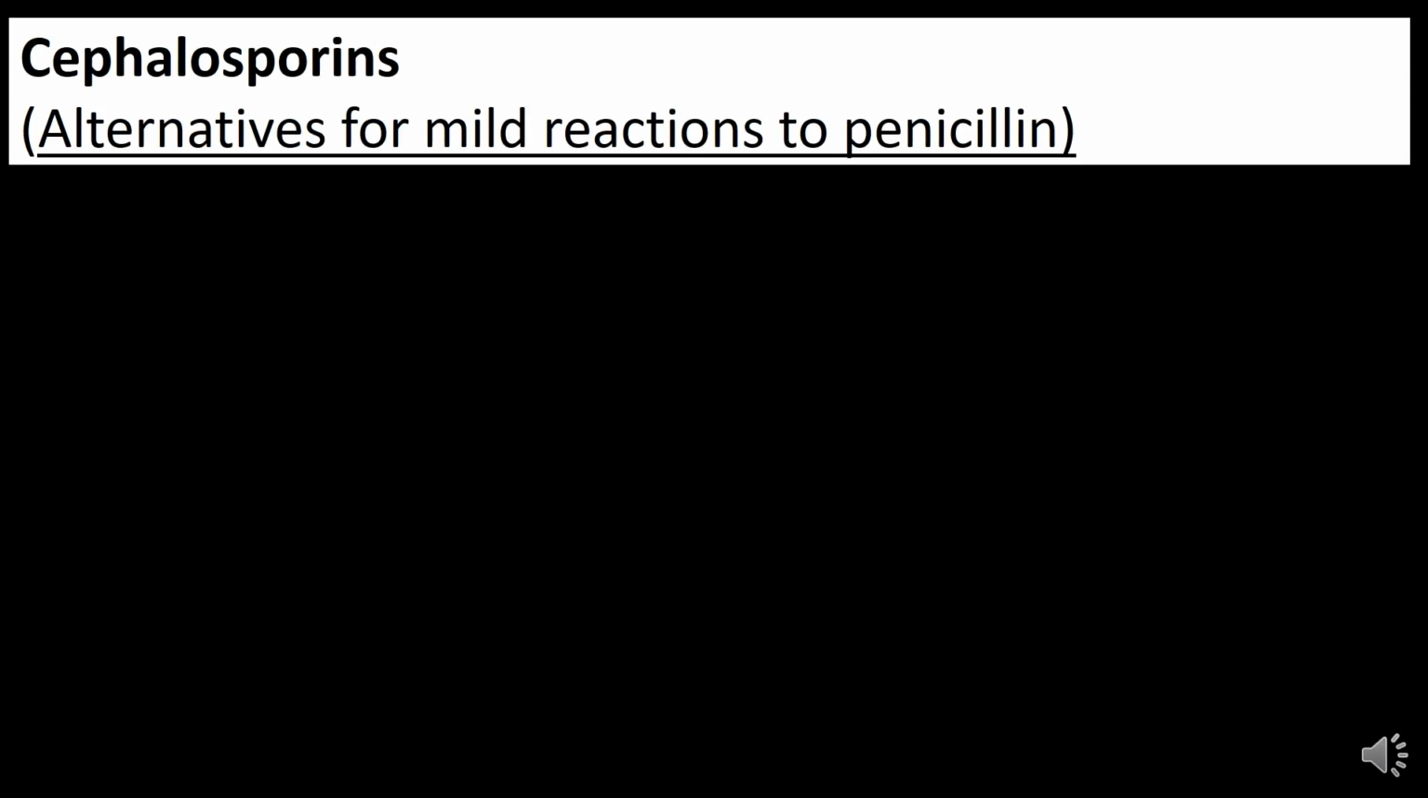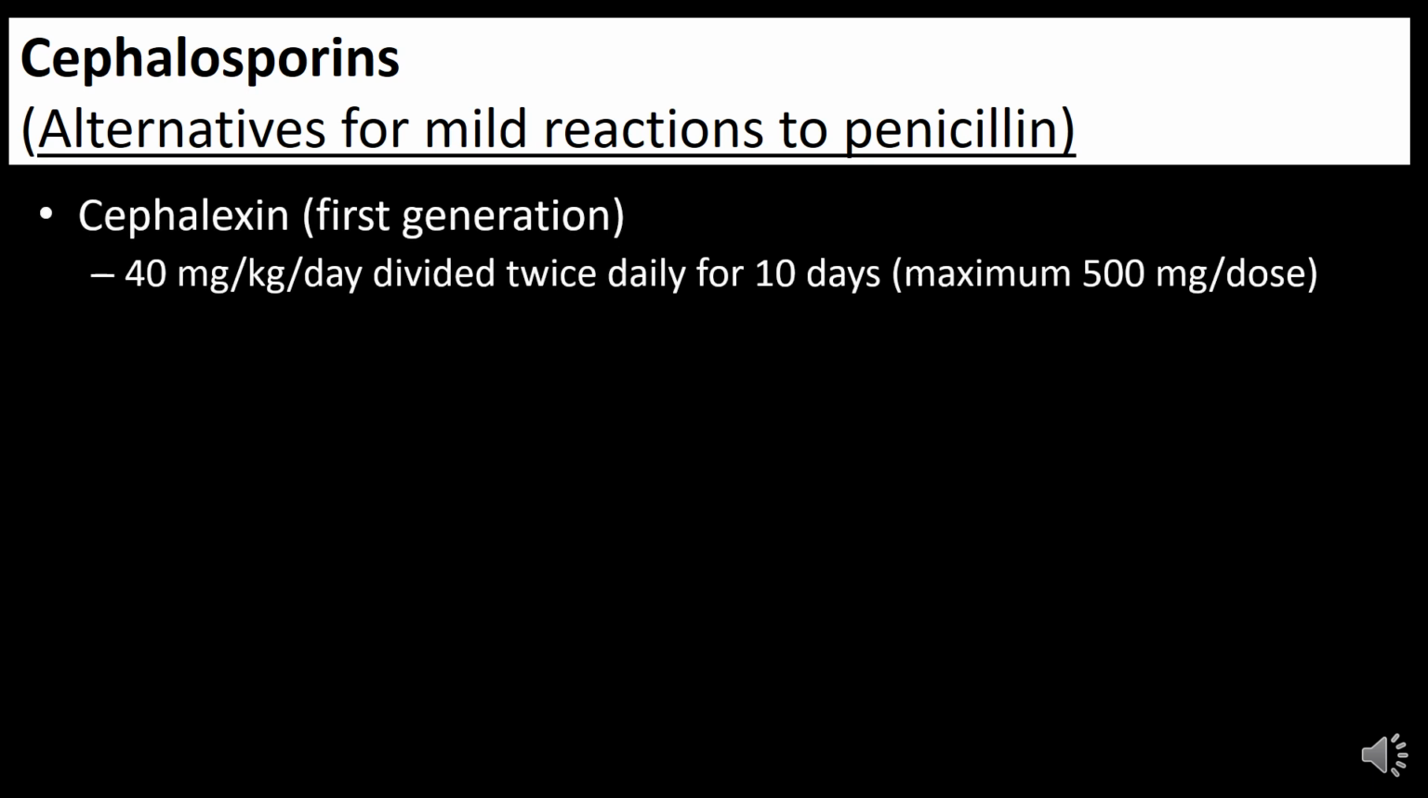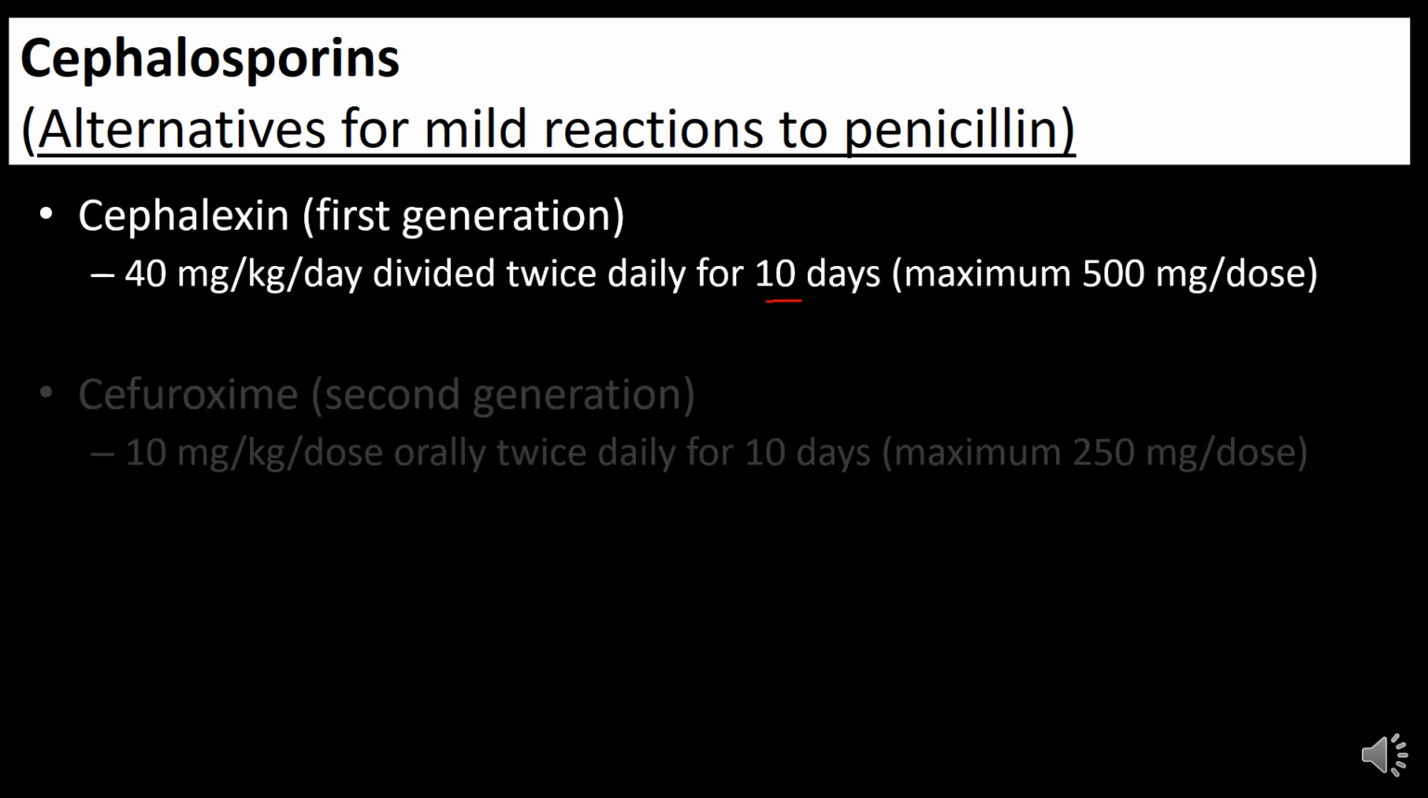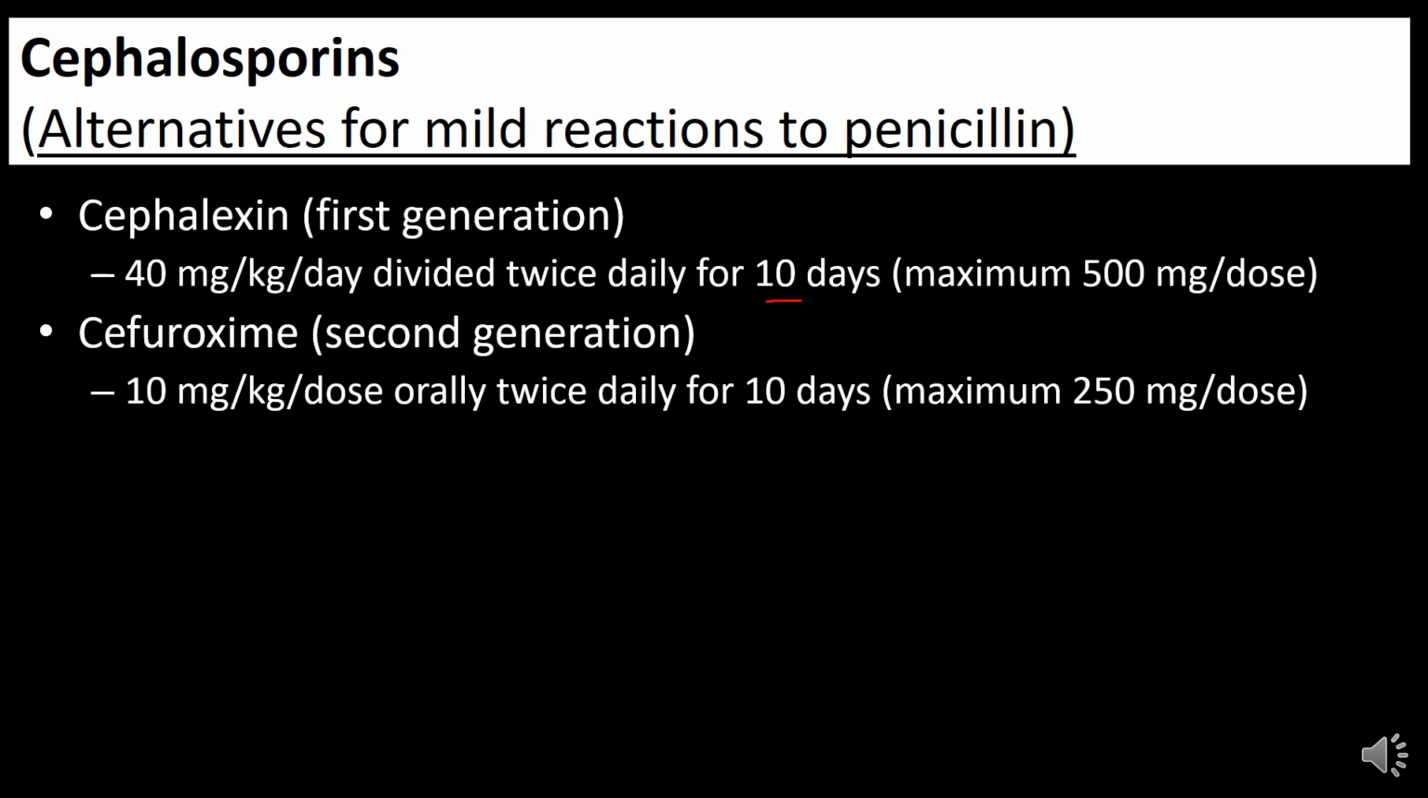In patients who may have allergies to penicillin, then you can use cephalosporins. And we have different generations. We have the first generation, cefalexin is a choice. You can give cefalexin. Again, the duration is 10 days at that dosage. You can give cefuroxime, which is a second generation cephalosporin, 10 milligrams per kg orally twice daily. Again, duration is 10 days. Do not exceed 250 milligrams per dose for cefuroxime. Do not exceed 5 milligrams per dose for cefalexin.